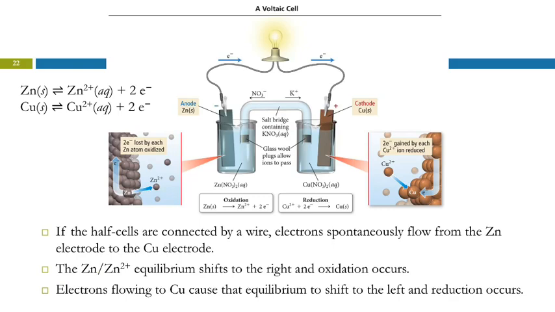Yeah, so I kind of already covered some of this stuff. So if the half cells are connected by a wire, we get spontaneous flow of electrons from the zinc to the copper. The zinc ion equilibrium shifts to the right, oxidation occurs. The electrons flow into the copper and cause that equilibrium to shift to the left.